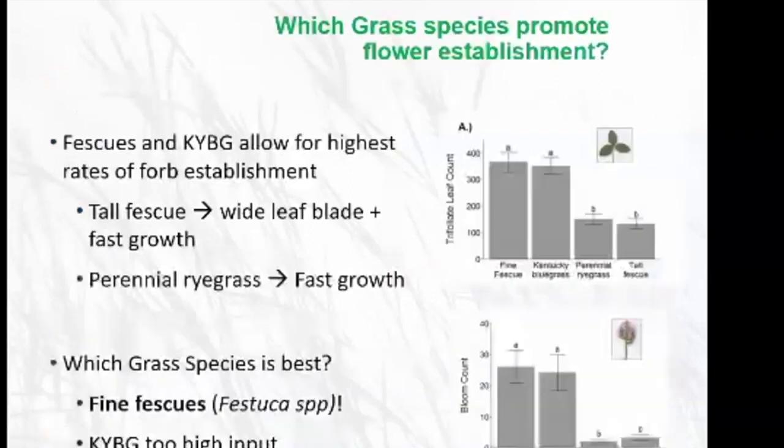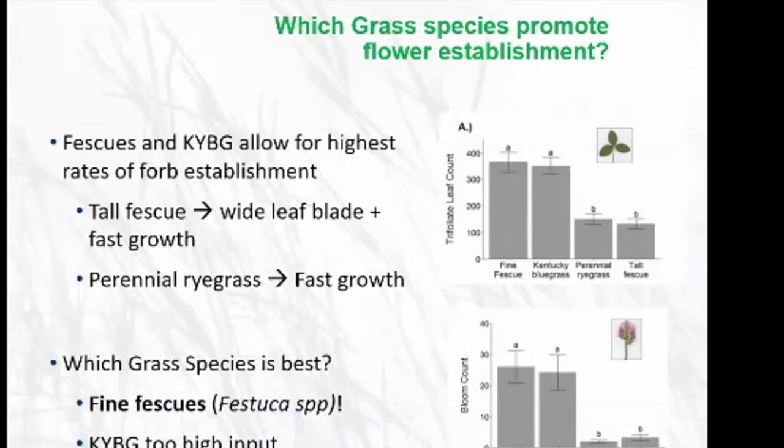And what we found was that the grasses really do make a huge difference in terms of how many flowers you see. The grasses that grow more slowly and don't require as many nutrients, particularly the fine fescues, but also to an extent the Kentucky bluegrasses, were able to have a lot more coexistence with flowers. We saw about 9 times as many flowers in lawns with fine fescue and Kentucky bluegrass as we did in lawns that were planted with perennial ryegrass and tall fescue.